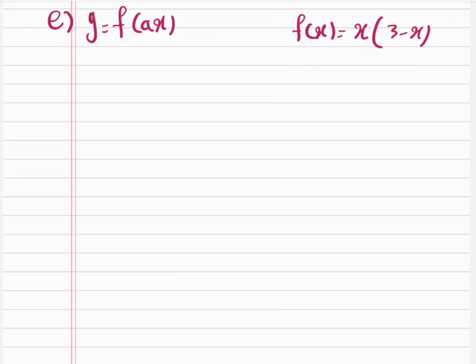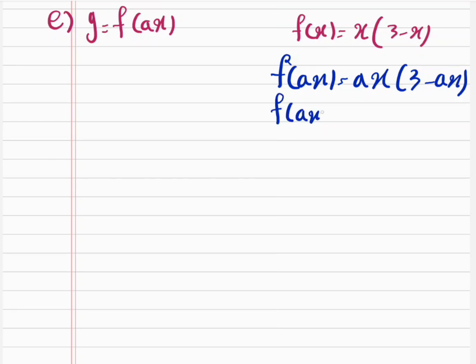In this case, let's first find f(ax). We want to substitute ax into the function, so we have ax times (3 minus ax). Remember that this is going to be quadratic, so we can solve this, because we want to know what the roots are, when f(ax) is equal to 0.